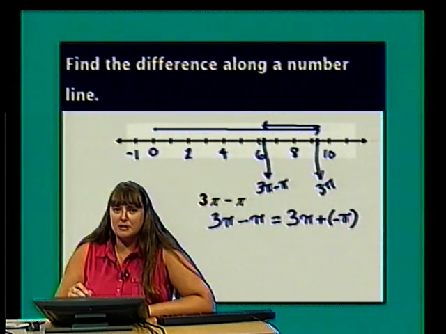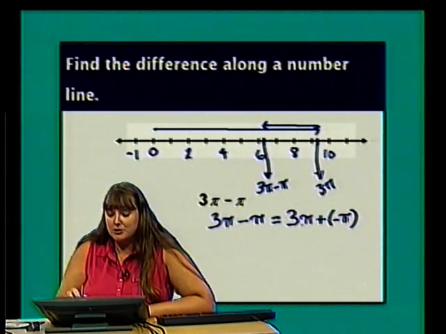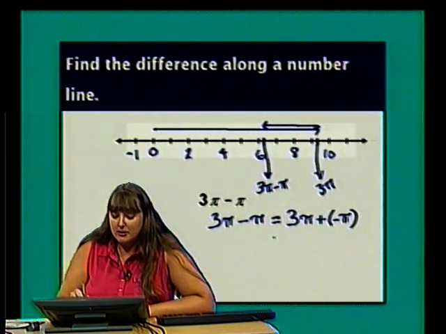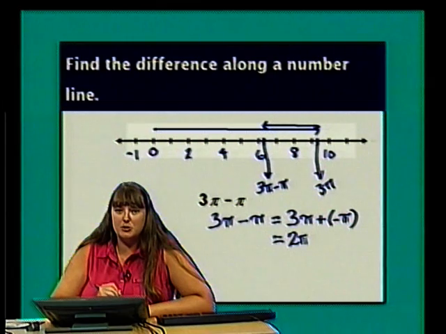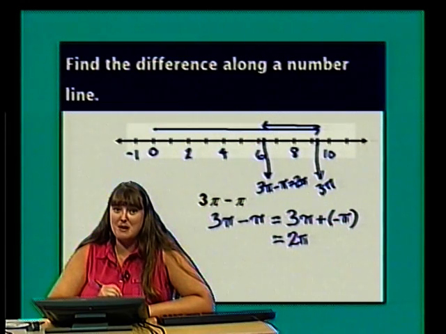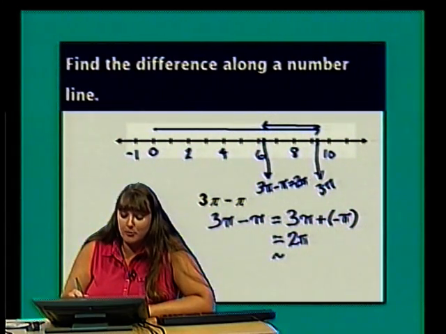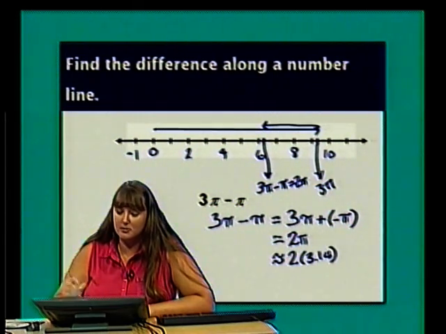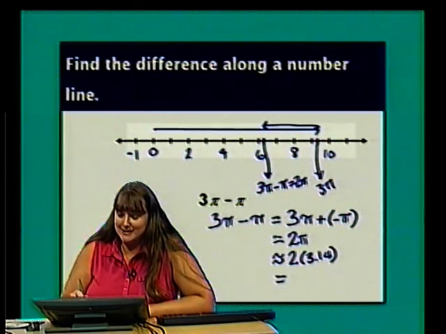Again, that might not mean a whole lot to me, so I might want to go through and do my addition here. 3 pi plus negative pi, or we can think of this as subtraction if that's easier for you. 3 pi, take away 1 pi, leaves us with 2 pi. 3 pi minus pi is 2 pi. Well, now you might be saying, that still doesn't make a lot of sense to me. I don't work with pi a lot. I don't know what 2 times pi is. So if we want to approximate this, we can go back to our approximation for pi and say, okay, this is approximately 2 times 3.14. And 2 times 3.14 is 6.28.